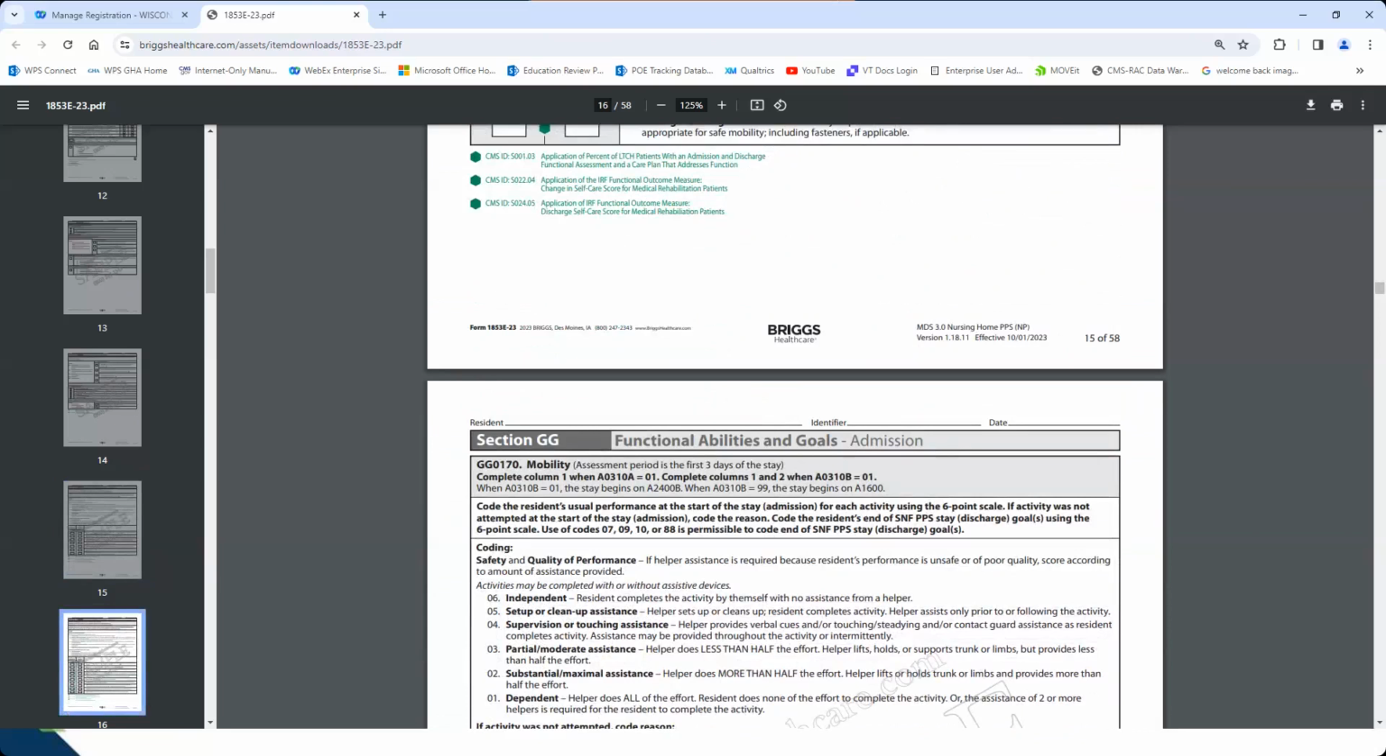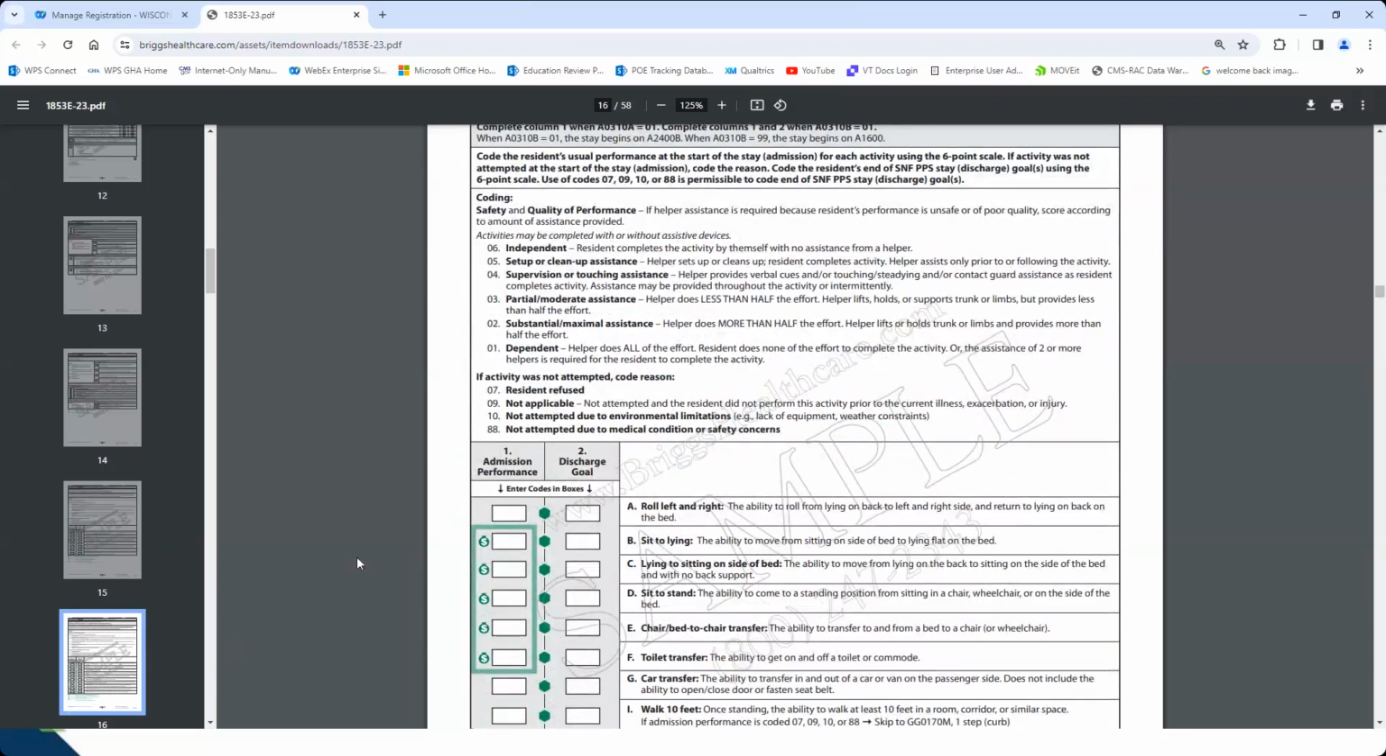So just for an example, if the MDS is marked that a patient is completely dependent with sit to lying, but the nursing records indicate that they're supervision only, we may end up having to change that MDS. Sometimes this may not affect your HIPS code, but oftentimes it does. Especially when we're talking about section GG. So again, we're going to look for information to support the level of services. And we're going to look and make sure that it is being documented consistently.